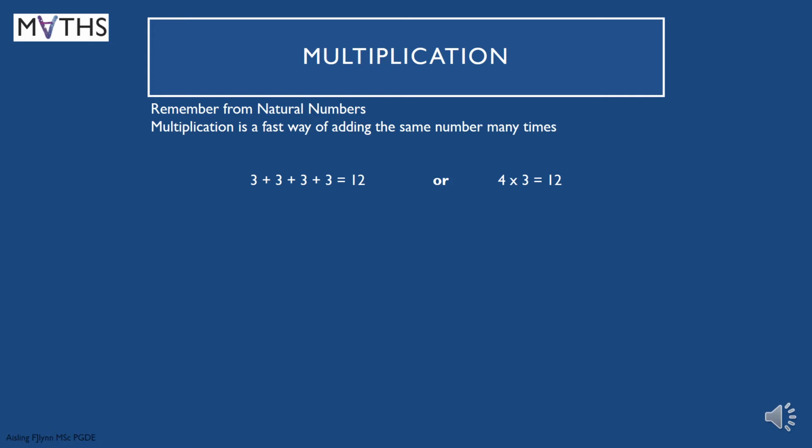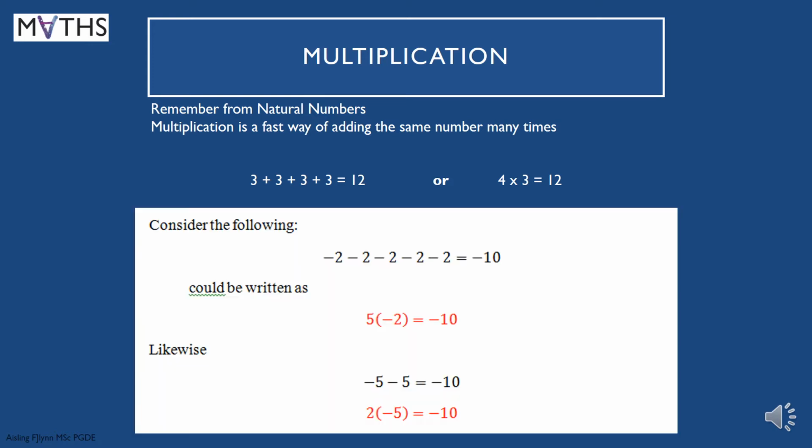Let's look at that with negative numbers. Okay, consider all the negative 2's. Minus 2, minus 2, minus 2, minus 2, minus 2. So together they all result in minus 10 total. But we could write that more shortly in multiplication as 5 times minus 2 gives me minus 10.